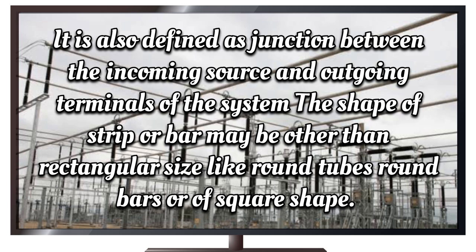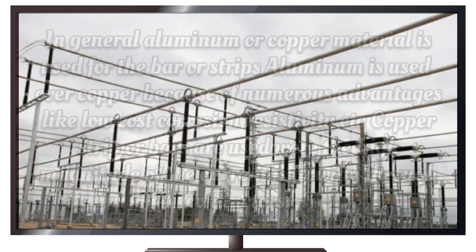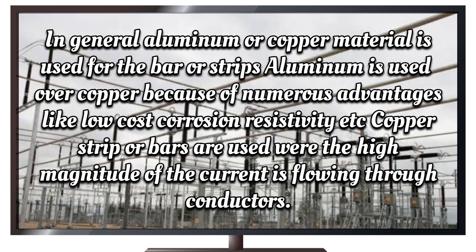The shape of strip or bar may be other than rectangular size like round tubes, round bars or of square shape. In general, aluminium or copper material is used for the bar or strips. Aluminium is used over copper because of numerous advantages like low cost, corrosion resistivity, etc. Copper strip or bars are used where the high magnitude of the current is flowing through conductors.